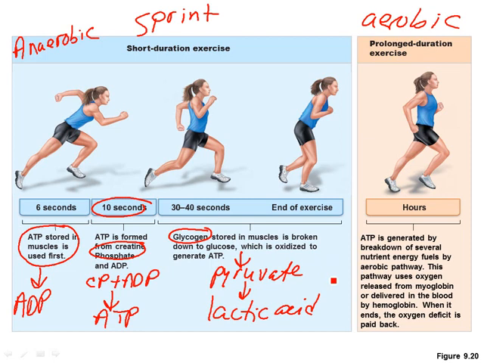So if you do a lot of sprinters, they're very efficient. They tend to store up a lot of creatine phosphate, and they can sprint really quickly using this equation. Because think about those guys that run the 100 meters really, really fast, those fastest men in the world. They're running that in what? Under 10 seconds, okay? So look here. They're done.